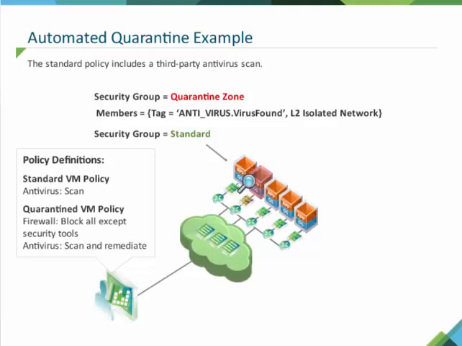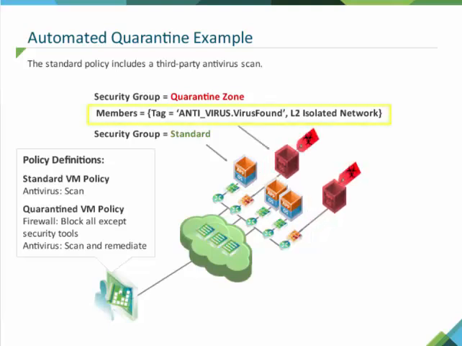The standard policy includes a third-party antivirus scan. If a virtual machine is scanned and found to have a virus, the virtual machine will be assigned the antivirus.virusfound security tag. This tag will then place the virtual machine into the quarantine zone security group, which will then enforce the quarantined VM security policy. This policy will block all inbound and outbound traffic with the exception of the necessary security tools.